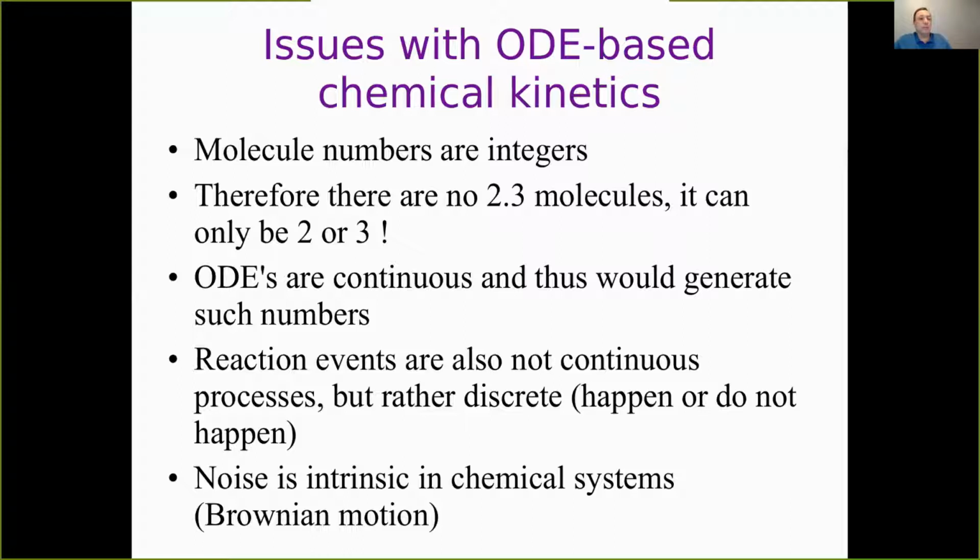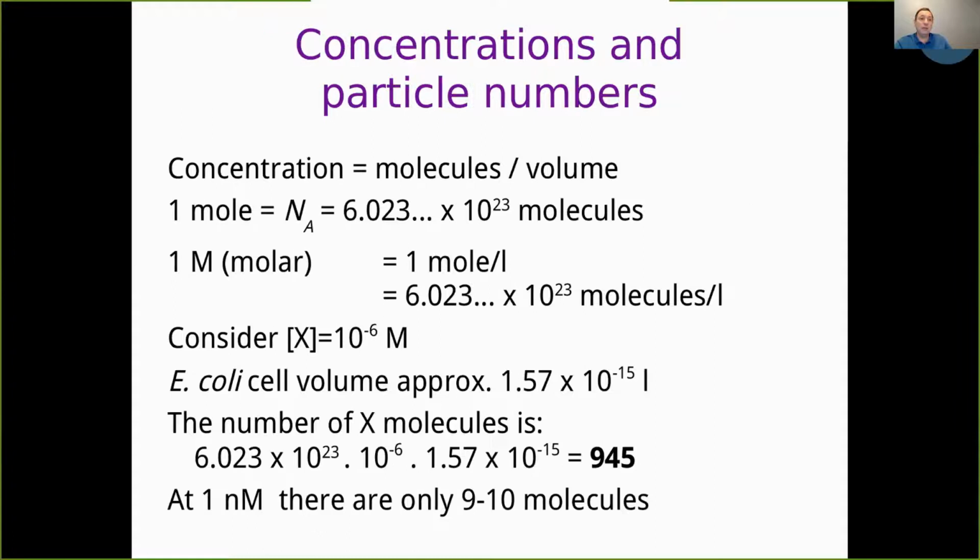The problem is that differential equations are continuous, and they would definitely generate such numbers as 2.3, etc. So in reality, if we want to simulate these systems at a very microscopic level, we really have to use integers. The second thing is that the reaction events are also not continuous. A reaction happens at a certain discrete time, and at any specific time, the reaction either happens or it doesn't happen. We also saw Brownian motion, and the noise is intrinsic in these chemical systems, so the noise effect is also important to look at. These are all motivations to use stochastic kinetics.